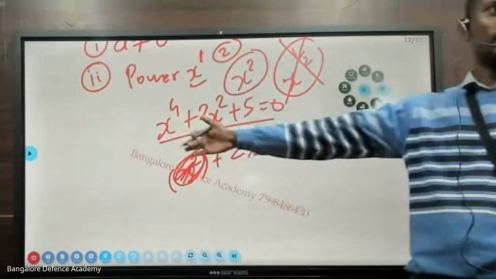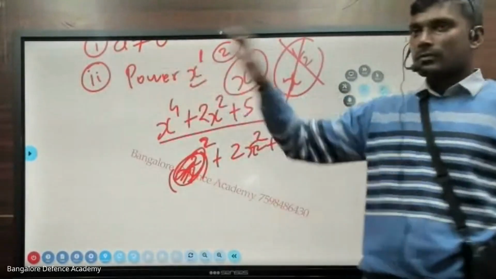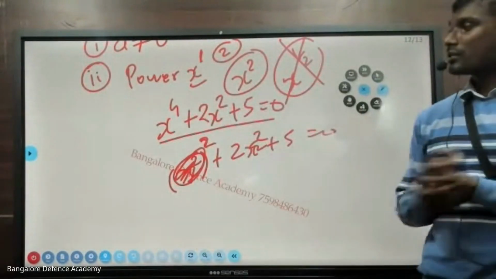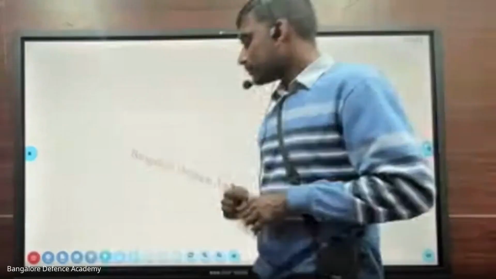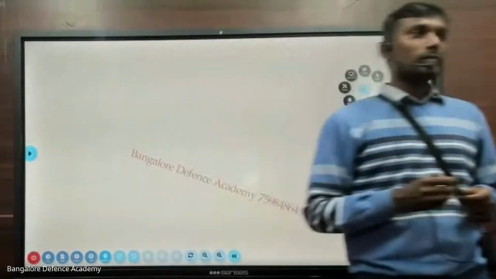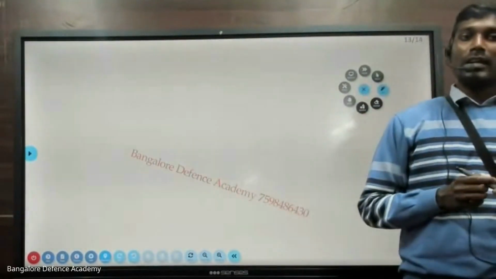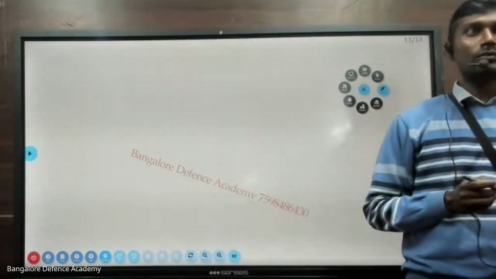Slowly we'll practice it. In all cases, the moment you are going to solve a question, you should remember two conditions. What is the standard equation of the quadratic equation? Tell me. ax square plus bx plus c is equal to 0.